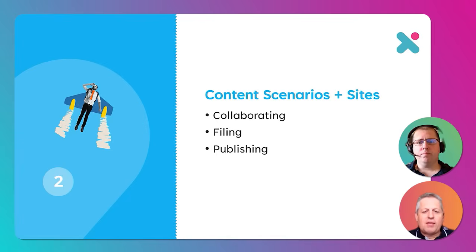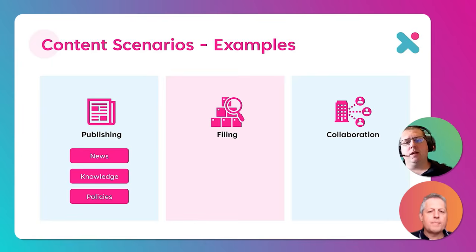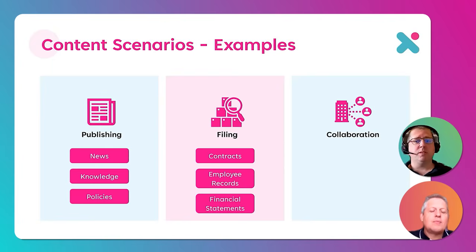Now let's go from the other side and start thinking about the business scenarios, Ben, which drive how we're going to start structuring SharePoint. Yeah, absolutely. So thinking about these three high-level scenarios, we've got publishing, filing, and collaboration. If we think about publishing, as we talked about before, it's things like news portals. It might be knowledge, such as maybe a sales enablement site for sales teams that's published to them by marketing. Obviously, things like policies, HR policies, etc.